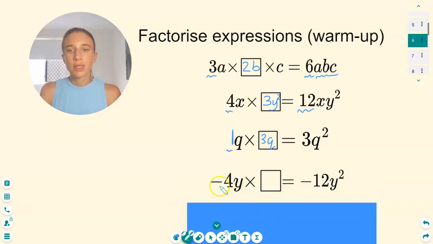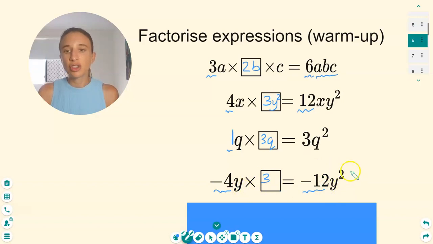Nice. Negative 4y times what number gives me negative 12y squared? Again, look at the coefficients. What number do I need to multiply negative 4 by to get to negative 12? Well, let's just ignore the negatives for now. 4 times what gives me 12? Well, 12 divided by 4 is 3. And then I think, okay, does it work out? Does negative 4 times positive 3 equal negative 12? Yes, so we can keep that as a positive.